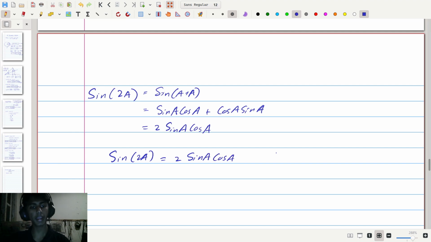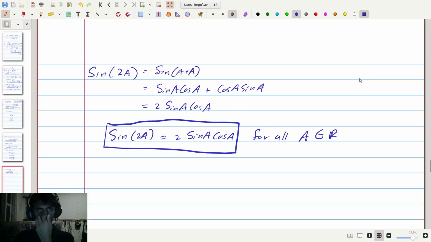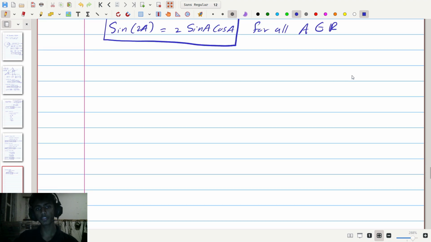This is also an identity. So we put a box around it like this. This is true for all a, elements of the real numbers. For any a, this relationship is valid, that sine of 2a is equal to 2 sin a cos a. It is a special case of the sine of a plus b. So similarly, for cosine of 2a, we can derive a similar expression.